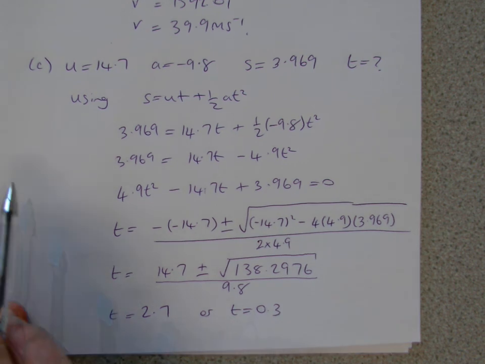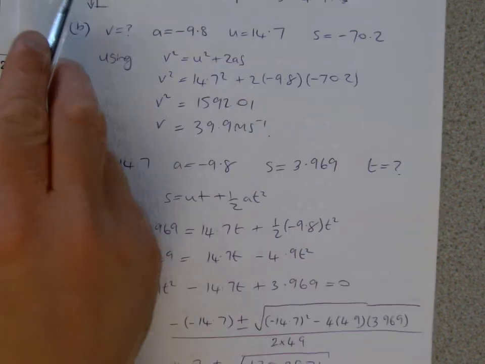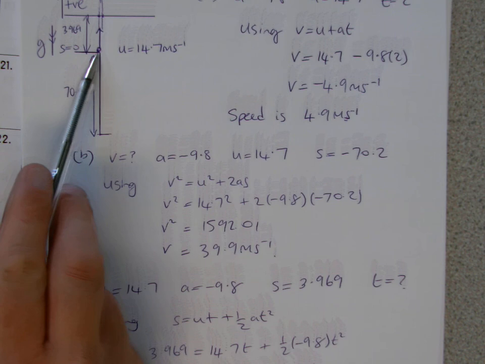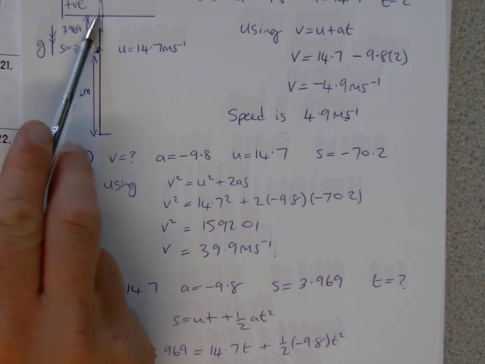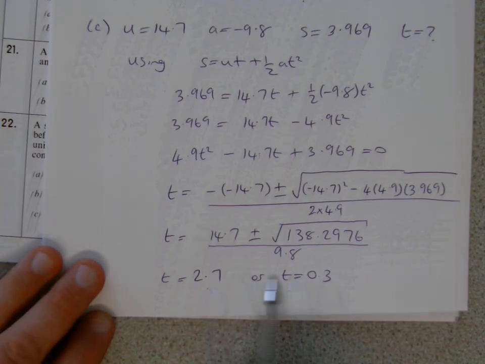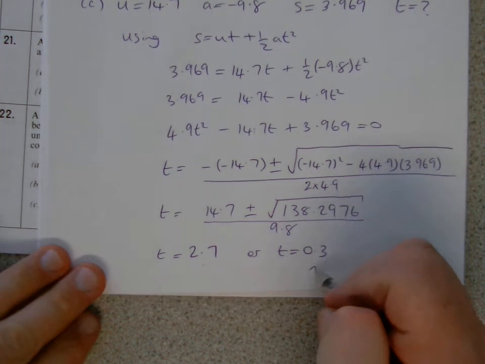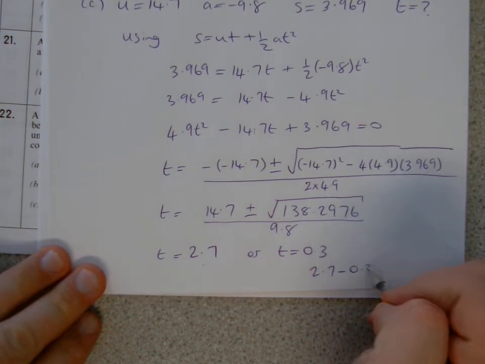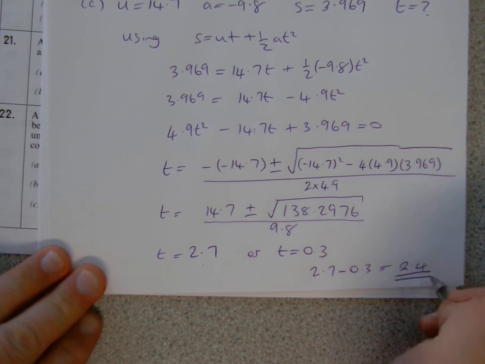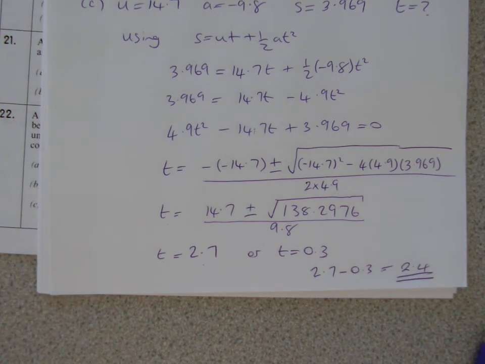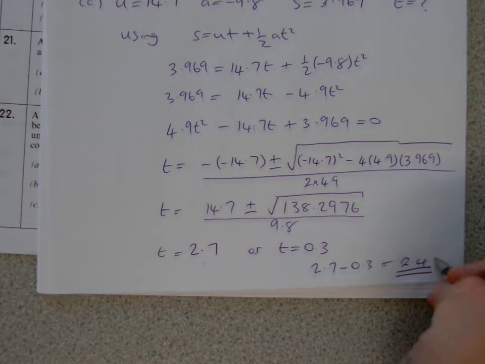The first time is going to be 0.3, so on this ascendancy, when it's on its way up, the time will be 0.3. Then it goes to the top and falls down, and the second time will be 2.7. So in between, it's above 3.969. If I take them away, we can see it'll be at least 3.969 for 2.4 seconds. Okay? And we are done.